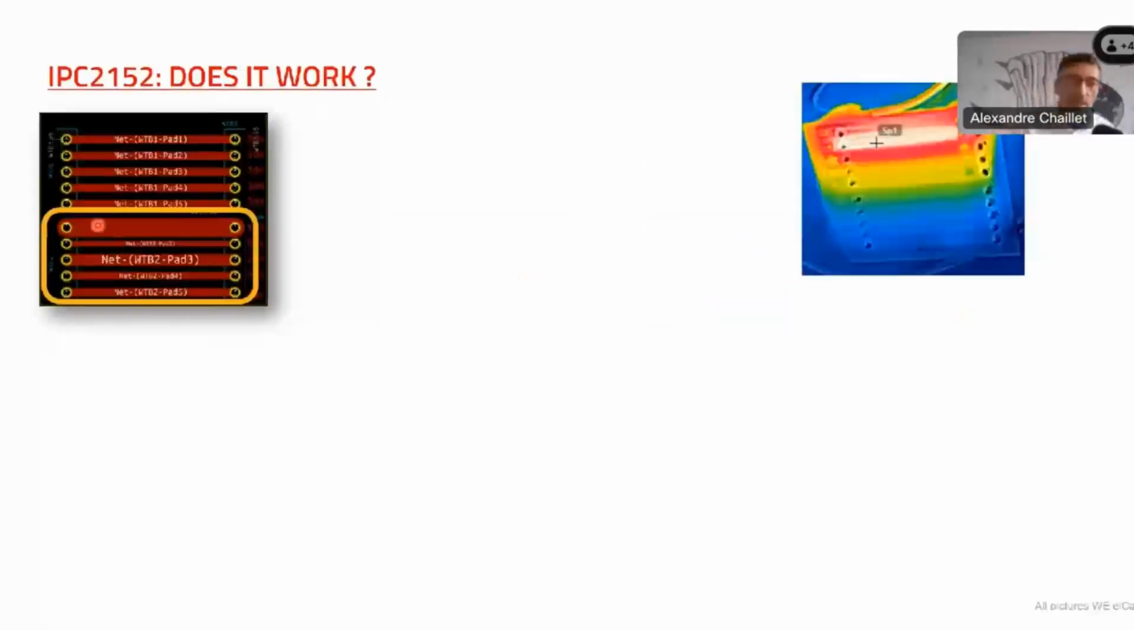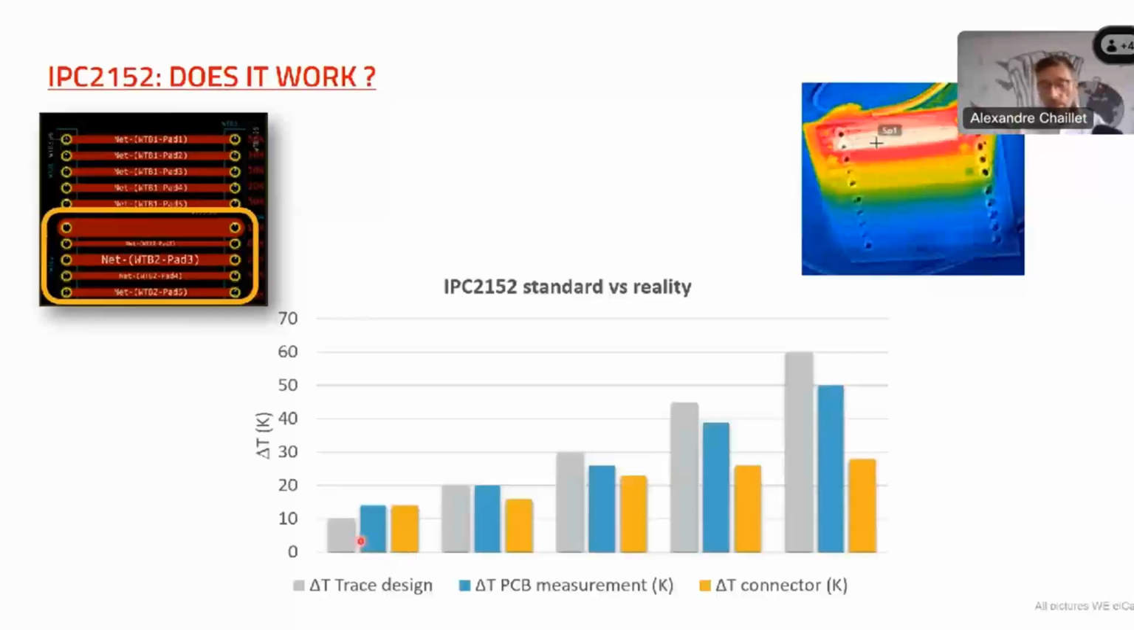We just have to test it. So that's what I did. I made a small PCB with different cross-sections for 10, 20, 30, 45, and 60 Kelvin. So that's the design of these traces. Then you apply the same amount of current, and you measure the real delta T on your PCB. Those are the results here in gray: that's the delta T trace design, so 10, 20, 30, 45, 60. And the blue is the reality, the delta T PCB measurement.